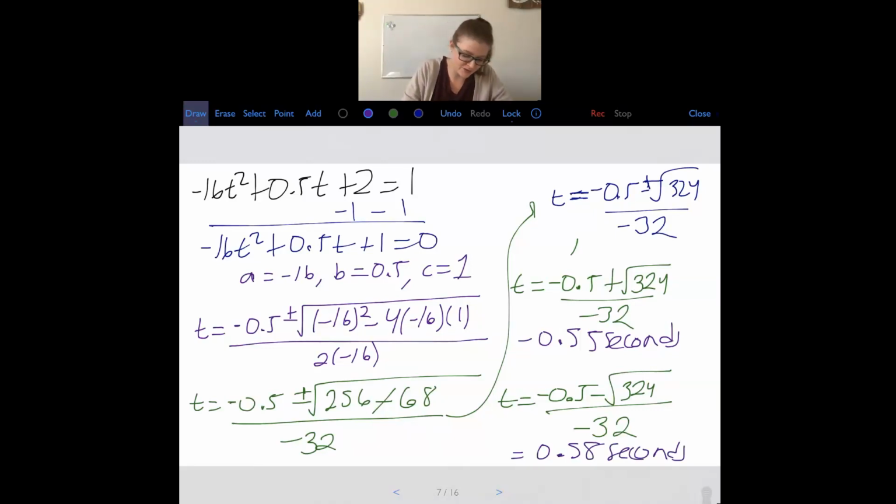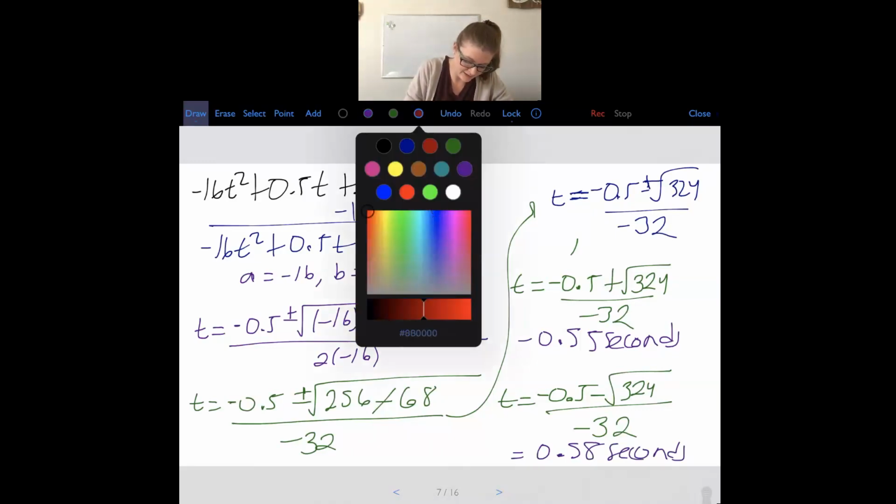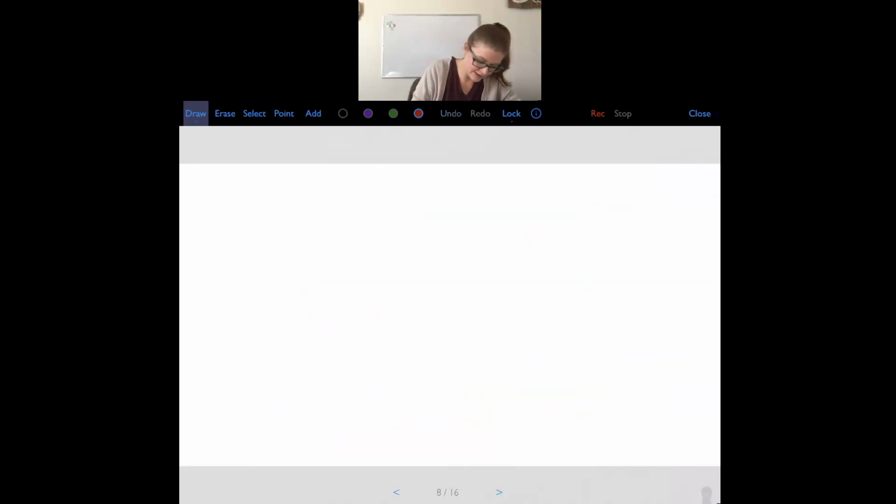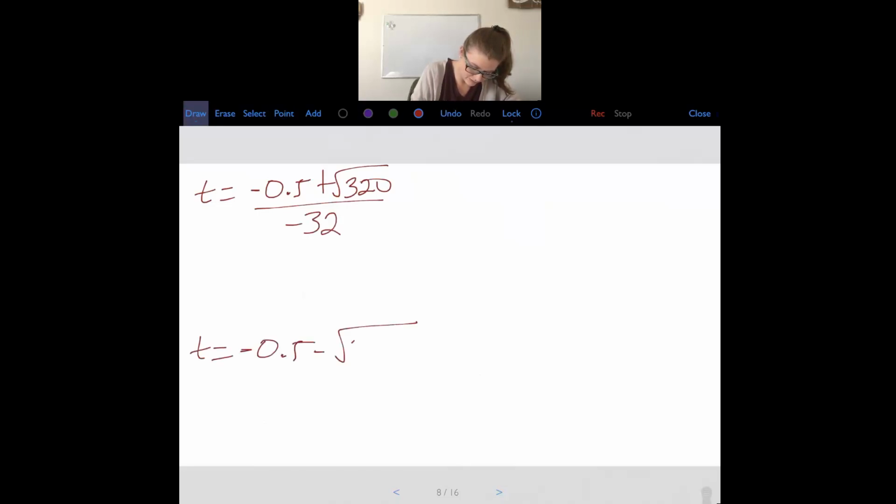And we need to go backwards for a minute. I'm going to write this in red. This is supposed to be 64, so this would have been 320. Make sure you fix that in your notes, or maybe you caught the mistake. So I'm going to cross these out, and I'm going to redo each value. Let's go to the next slide. We have t is equal to negative 0.5 plus the square root of 320 over negative 32, and t is equal to negative 0.5 minus the square root of 320 over negative 32.